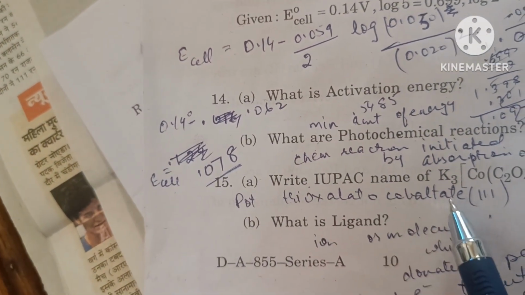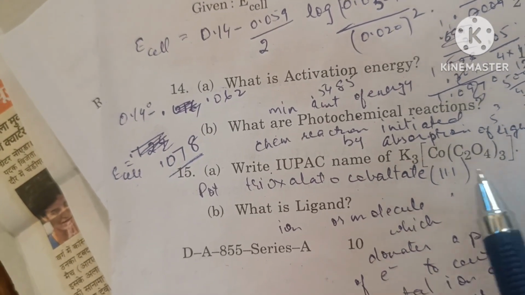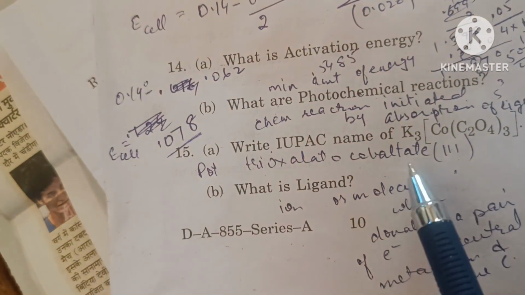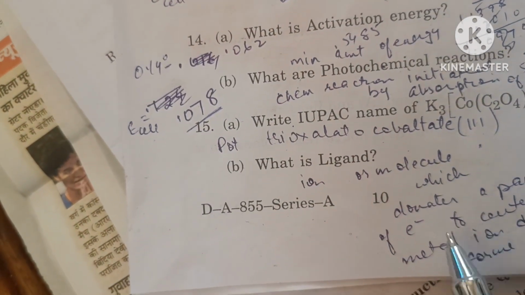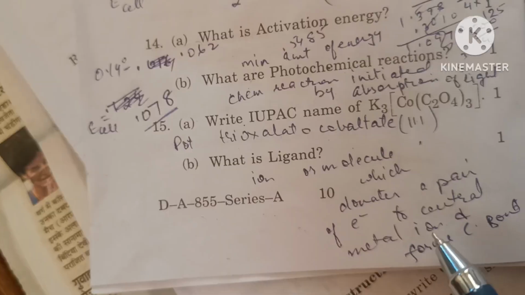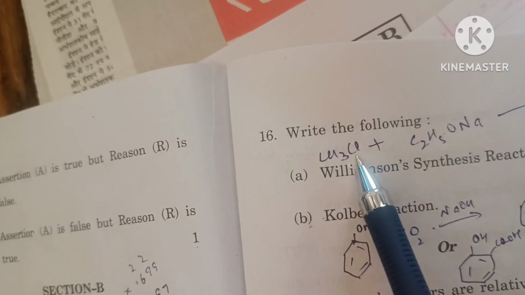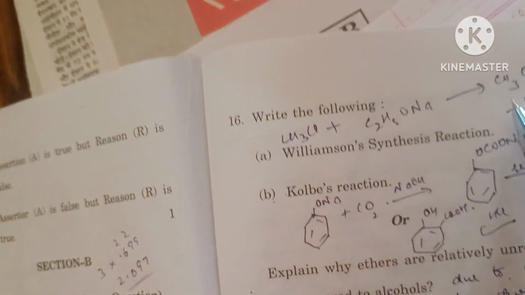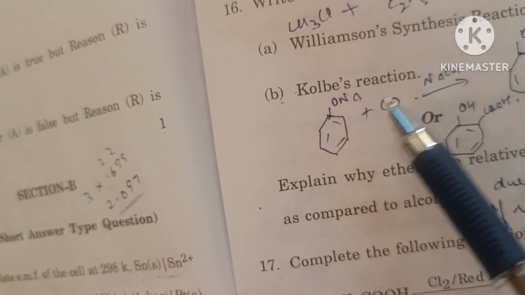Write IUPAC name of this compound. So it is potassium trioxalatocobaltate(III). What is ligand? It is an ion or molecule which donates a pair of electrons to central metal ion and forms a coordinate bond. Write the following. Williamson synthesis, so alkyl halide plus sodium alkoxide will form ether. This reaction is called Williamson synthesis reaction.